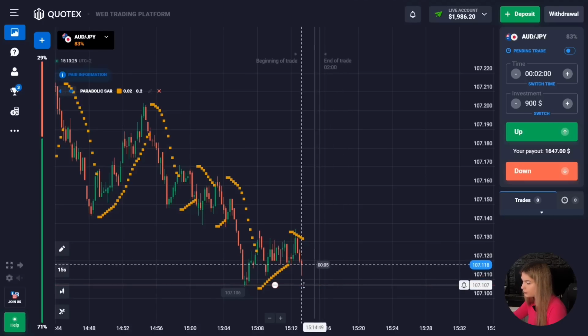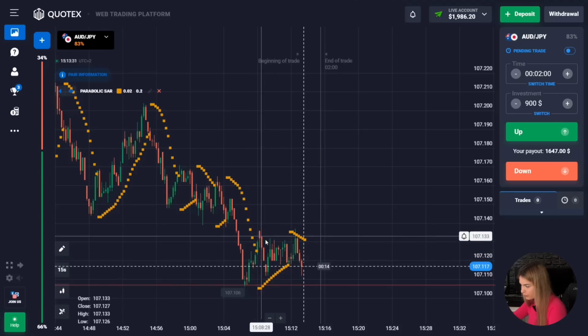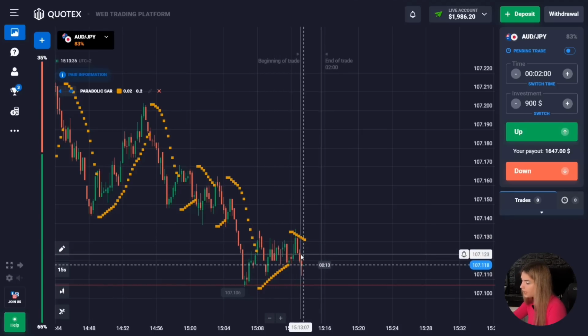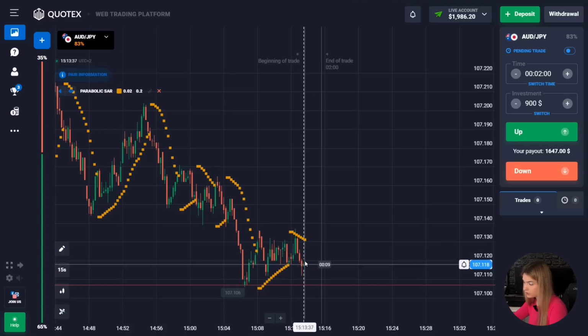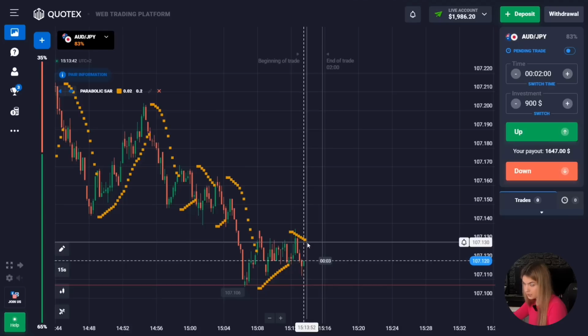We have a level of support here. We also see that after touching the level, there was an upward pullback. And after the pullback, the price fell into the correction zone and moved in a certain range. At the same time, we also see that at the moment dots are forming above the graph. There is a downward movement expected in the near future.